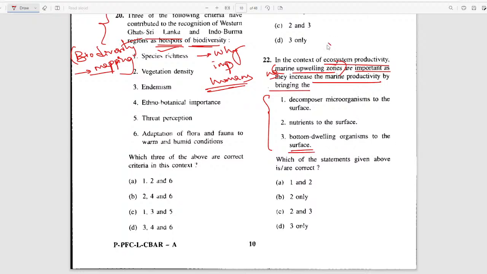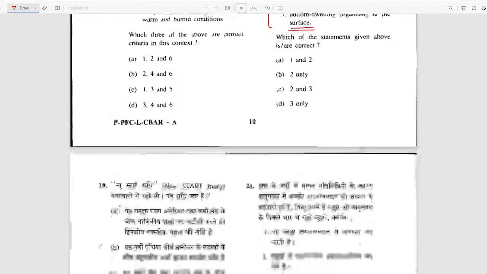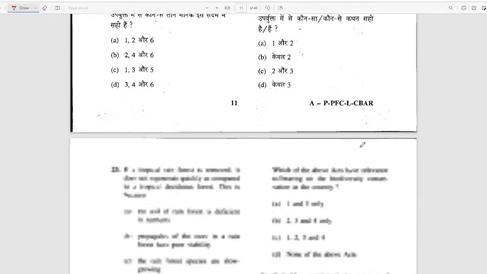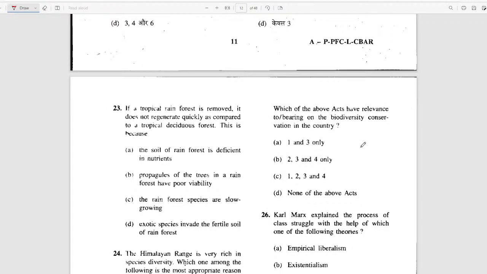This is a static portion. Go through this concept and go through marine upwelling zones and how it is useful for increasing marine productivity. I hope things are clear. If you have any doubts, you can post them in the chat section.